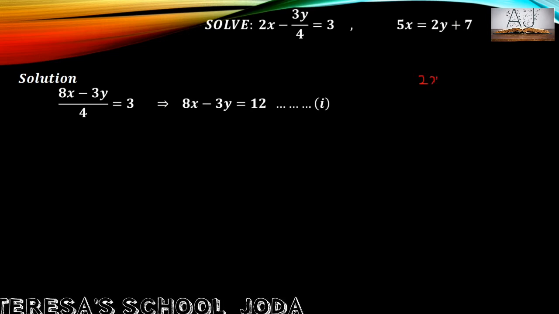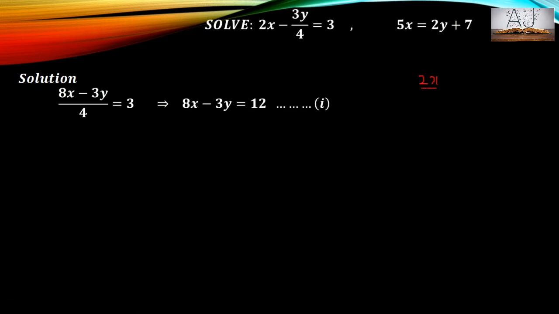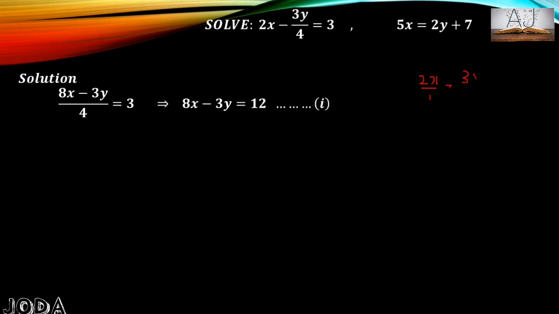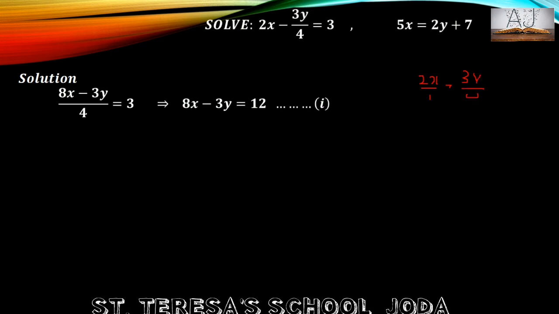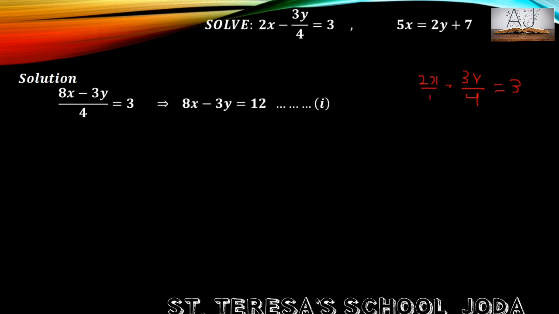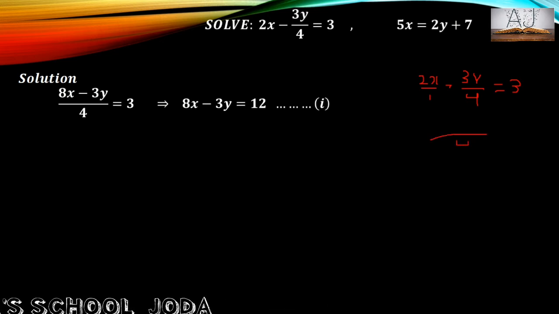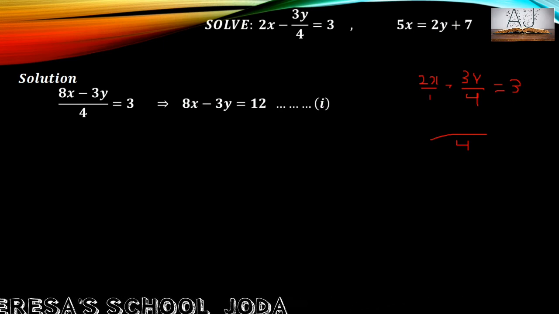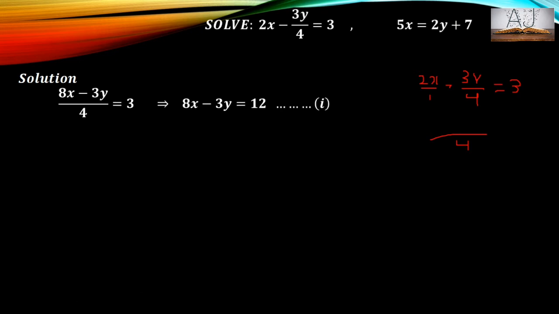See, we had 2x, that means 2x by 1 minus 3y by 4, equals 3. So now we have to find the LCM. LCM of 1 and 4 is 4. After 4 is the LCM, divide 4 by 1. So we get 4. 4 into 2, 8x. So the first term will become 8x.